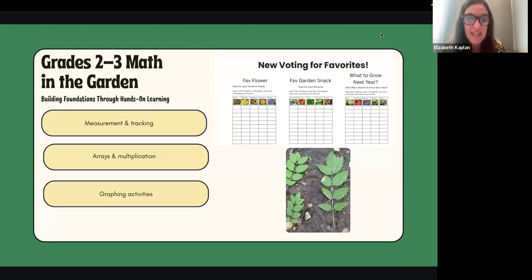Then our garden coordinator might ask a couple of classes, when they're within their data and graphing unit, to say, hey, I have this data from the school. Do you guys want to do something with it? And then they're integrating it into their math lesson.